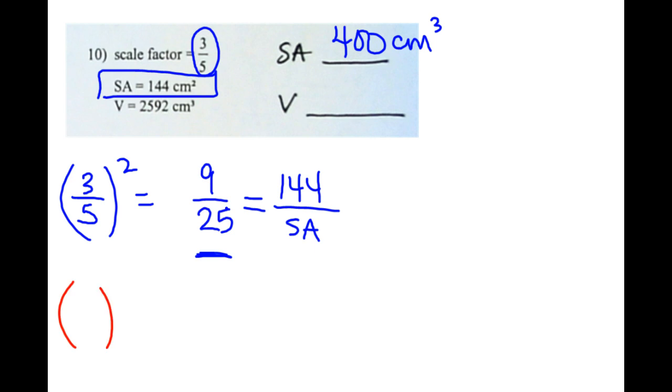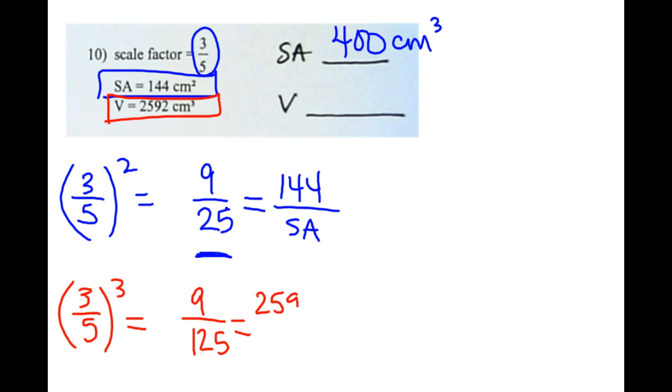When I'm finding the missing volume, I have to take my scale factor, and this time I have to cube it. So I'm going to get 9 over 125. The small volume was 2,592. I want to find the big volume. And I get 36,000 cubic centimeters.